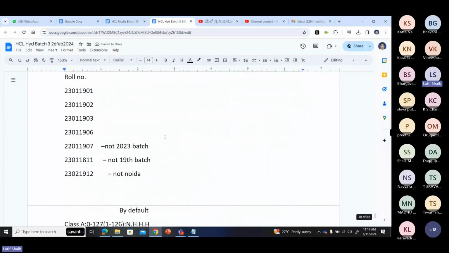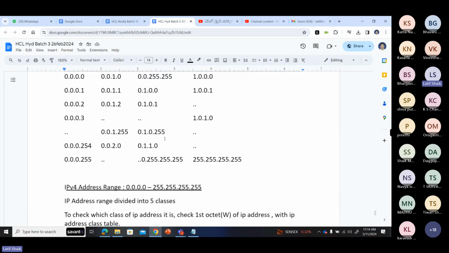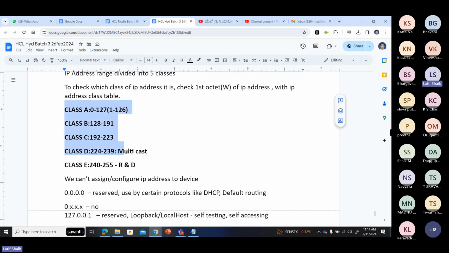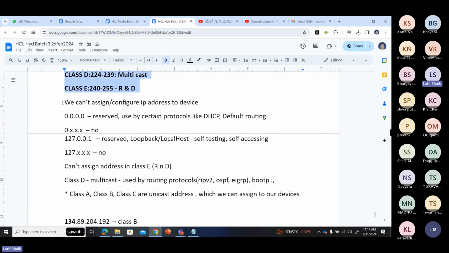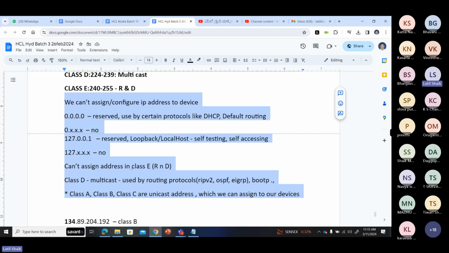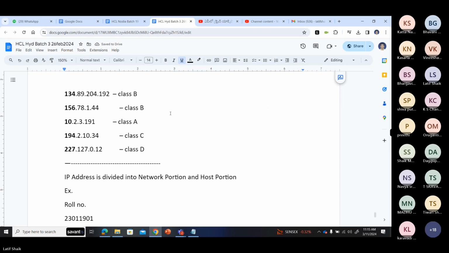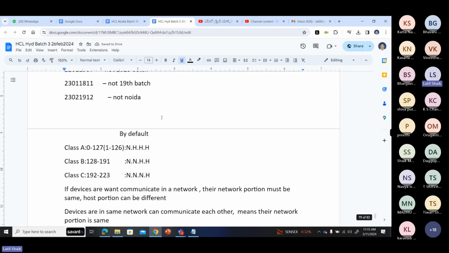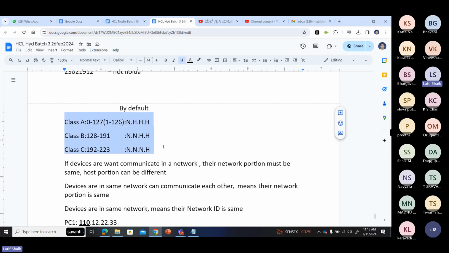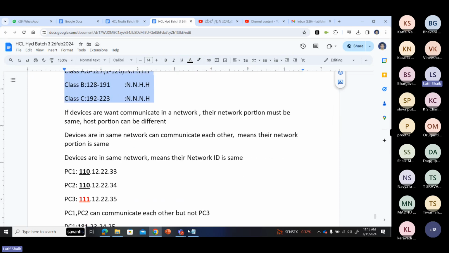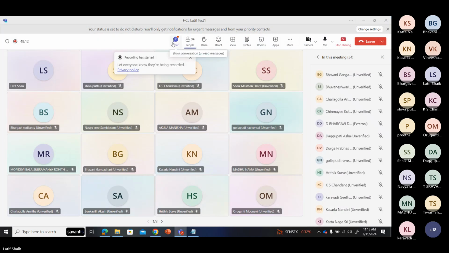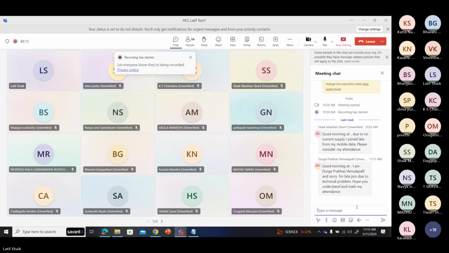Okay, guys, up to here understand. What is an IP address, what are the classes and their ranges? What IP addresses can we not assign to the devices? What range of IP addresses do we use? How to identify an IP address, which class it is? What are network and host portions? What is meant by same network? Do you understand up to here? Yes, sir.